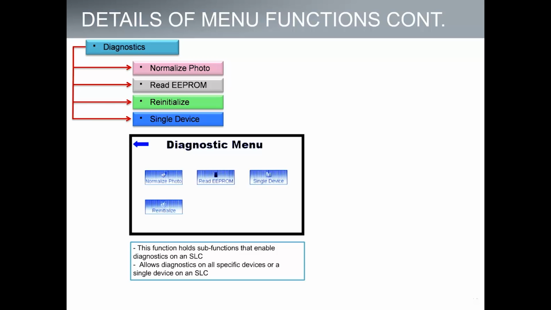Next, the reinitialize function. This function is useful if the user needs to reset all device addresses on the loop to 0. Part of the reinitialize process will be to press the reinitialize button. Then press the back arrow to return to the diagnostic menu when the reinitialize is completed. Press the initialize button to see updated device addresses. Note, do not use this function if you do not intend to change device addresses.